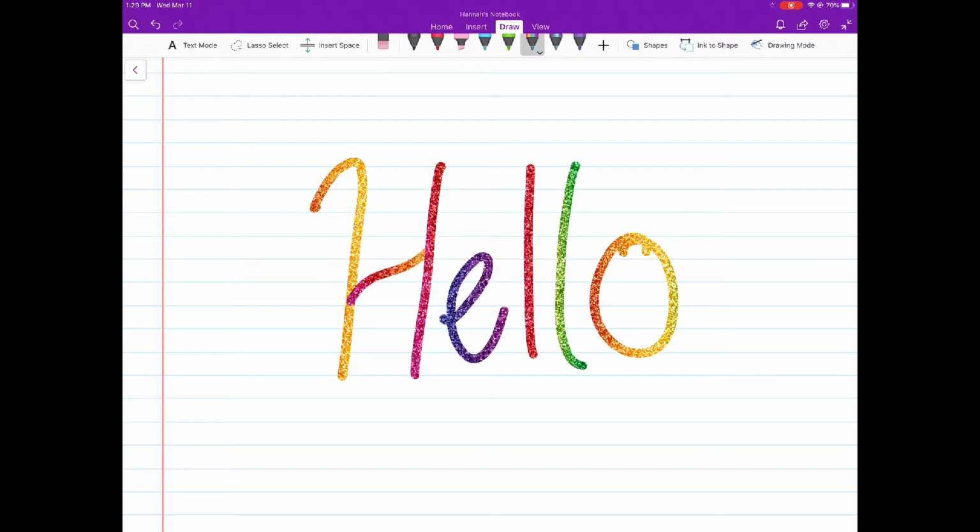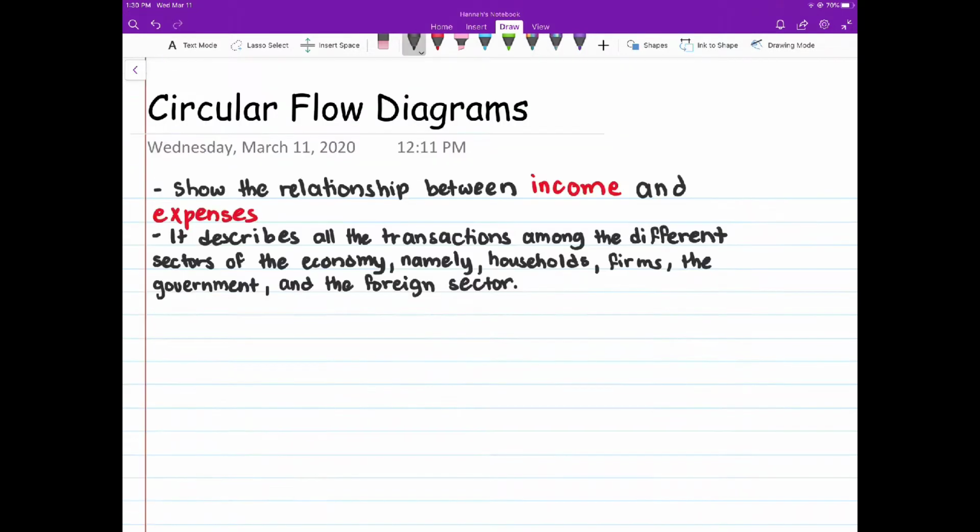As you can see, it's like some type of notebook, and you don't see my face. So today I'm just going to be talking about economics because I need to, and I'm here to explain to you guys about economics and this thing called circular flow diagrams. So let's just get to it.